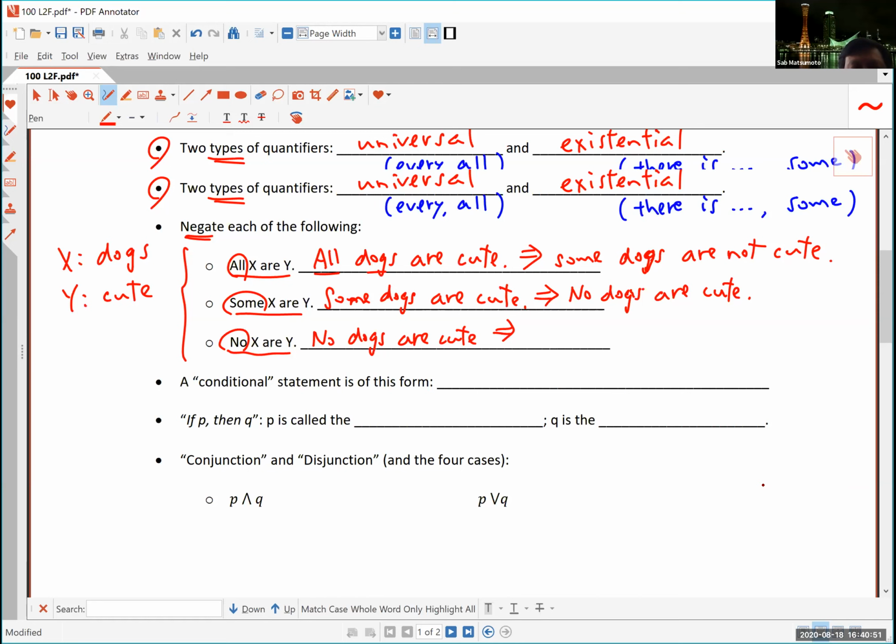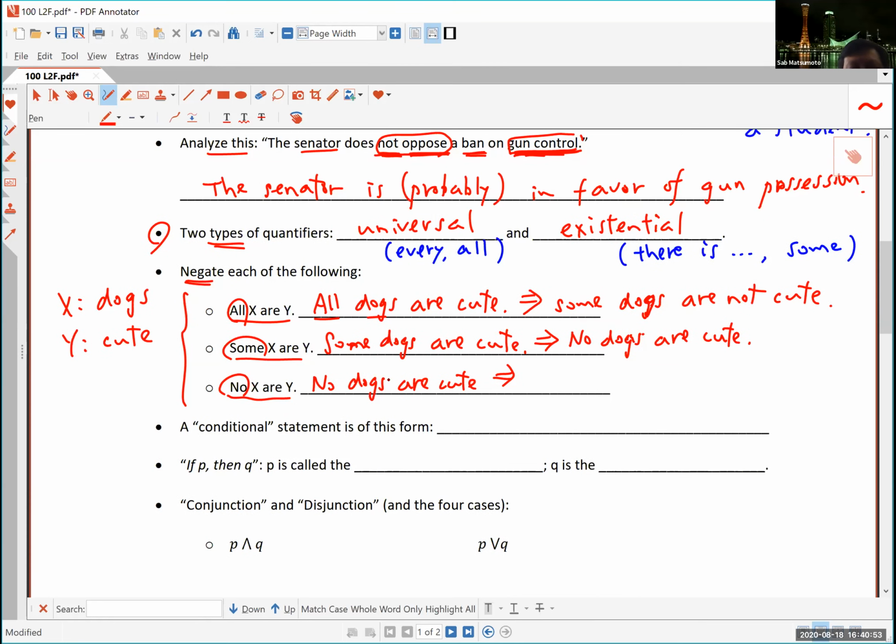No, that's it. So if somebody says no dogs are cute, basically the claim is every dog has a property of not being cute. Okay, so the opposite is no, there's at least one. So some dogs are cute.